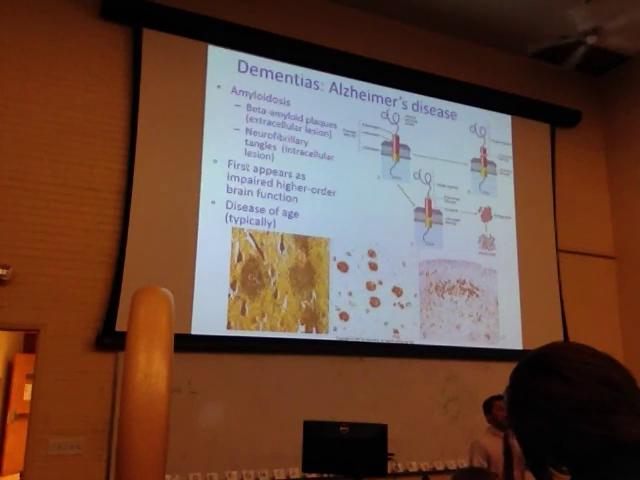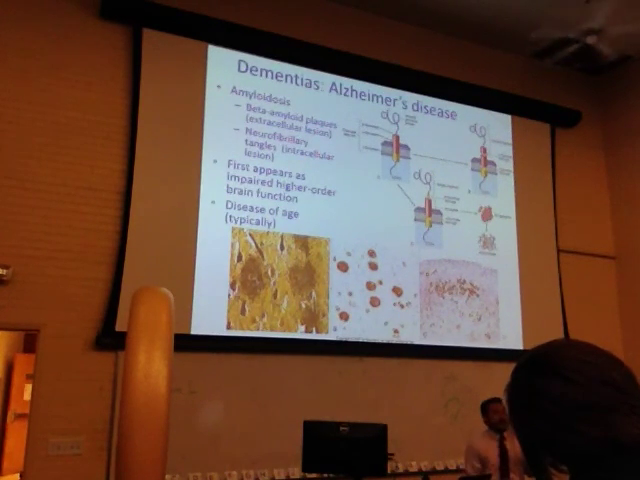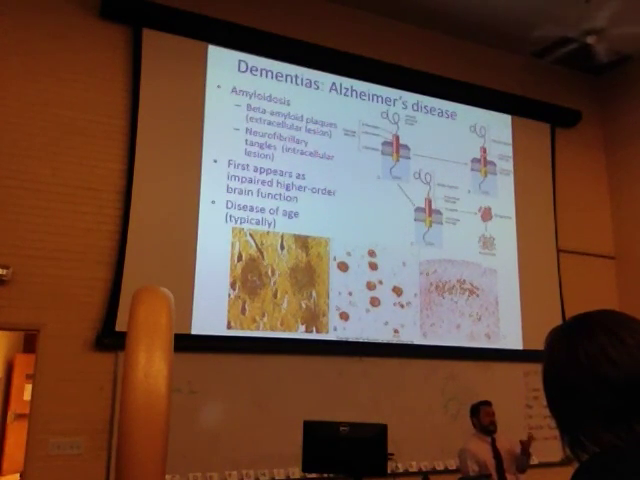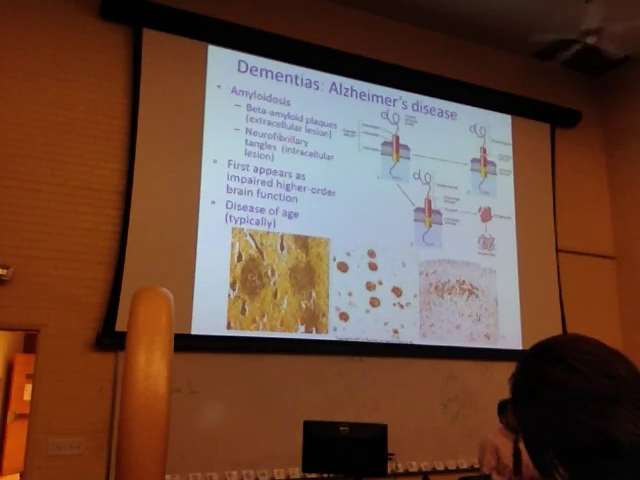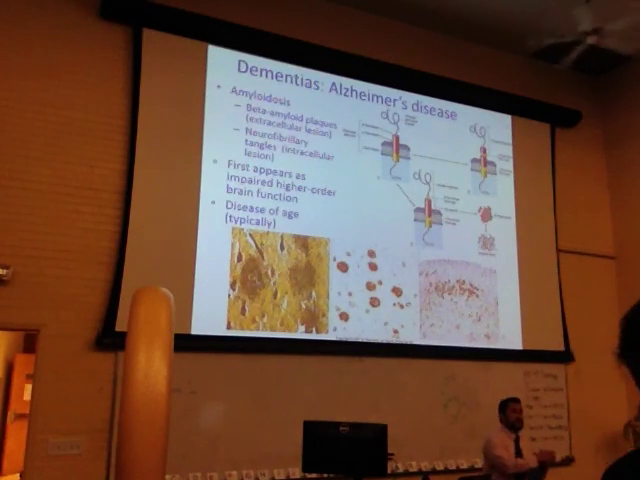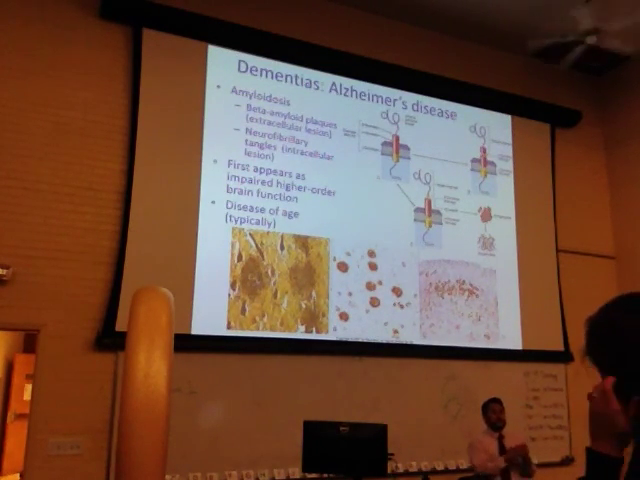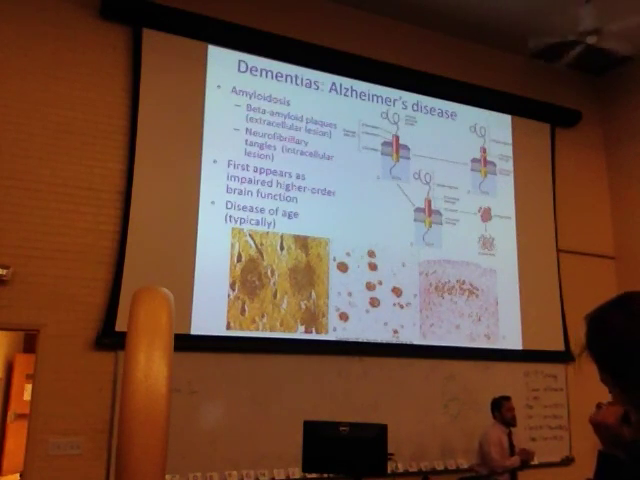Secondly, if you've had severe brain trauma in the past, that's another big risk factor. These are risk factors. We don't know why, okay? But brain trauma and age.